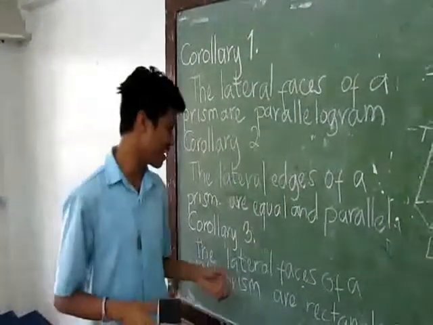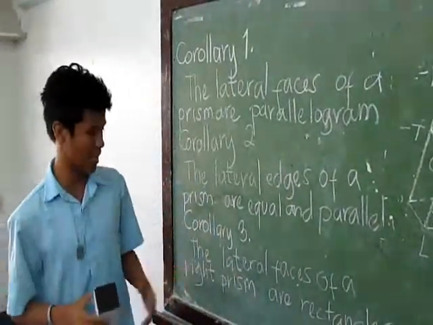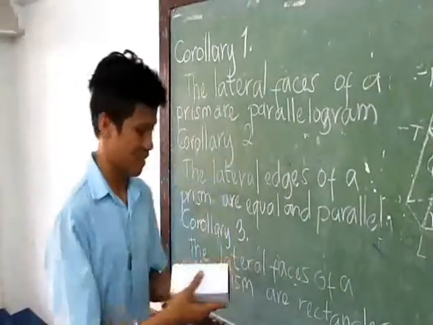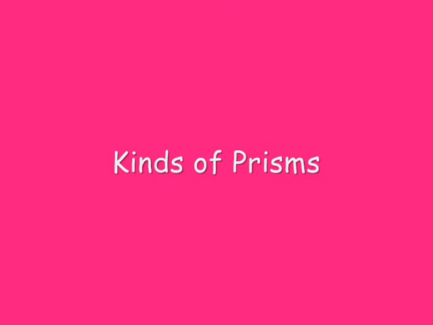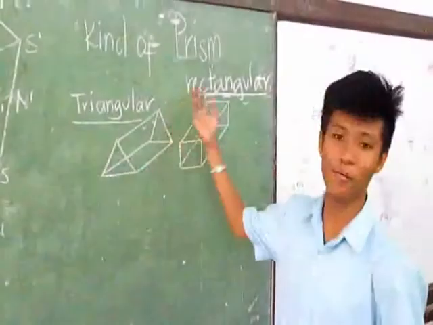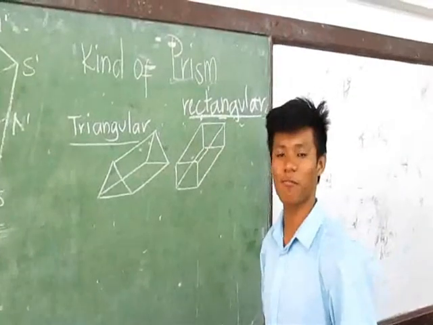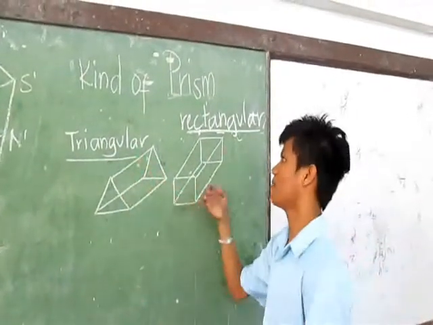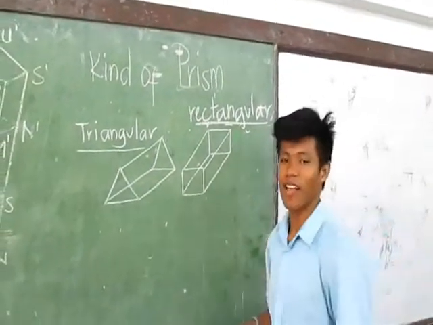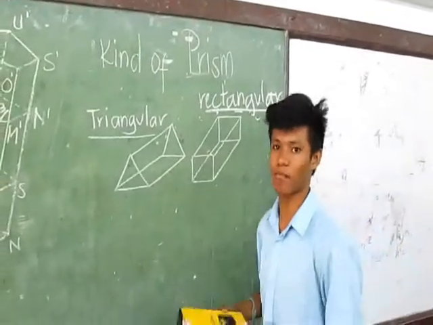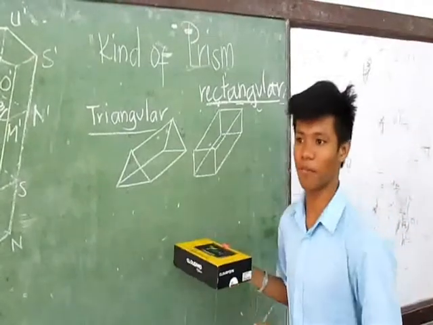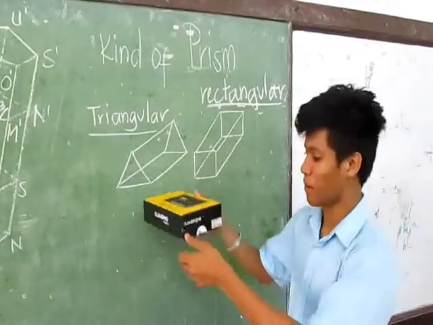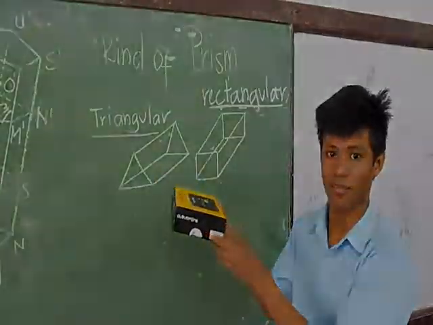Corollary 3: the lateral faces of a right prism are rectangles. These faces are rectangles. There are many kinds of prism: triangular prism, rectangular prism, hexagonal prism, and pentagonal prism. And I have here a rectangular prism. If you say rectangular prism, the bases are rectangles.